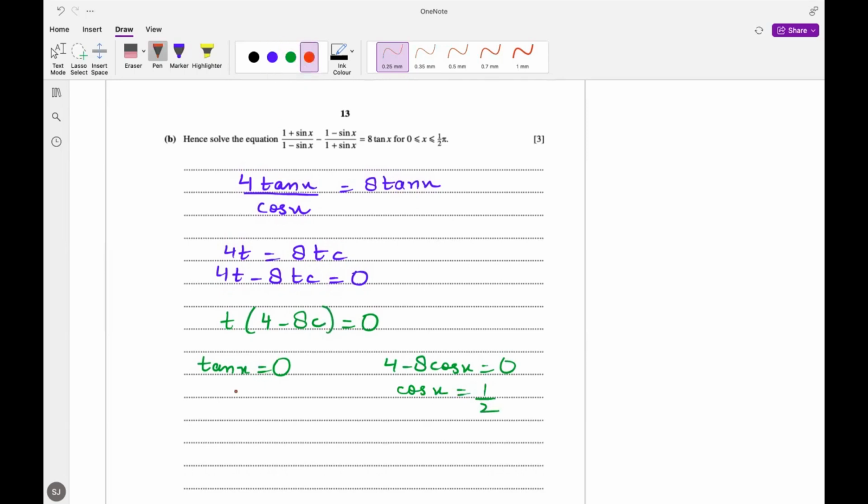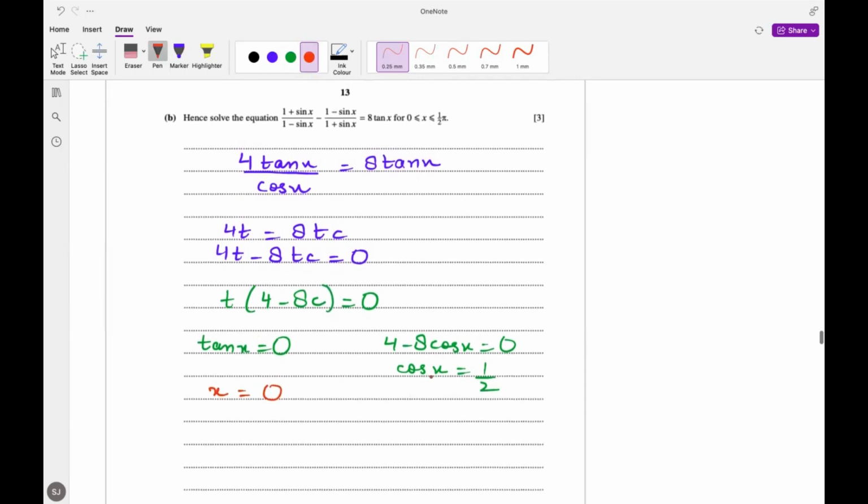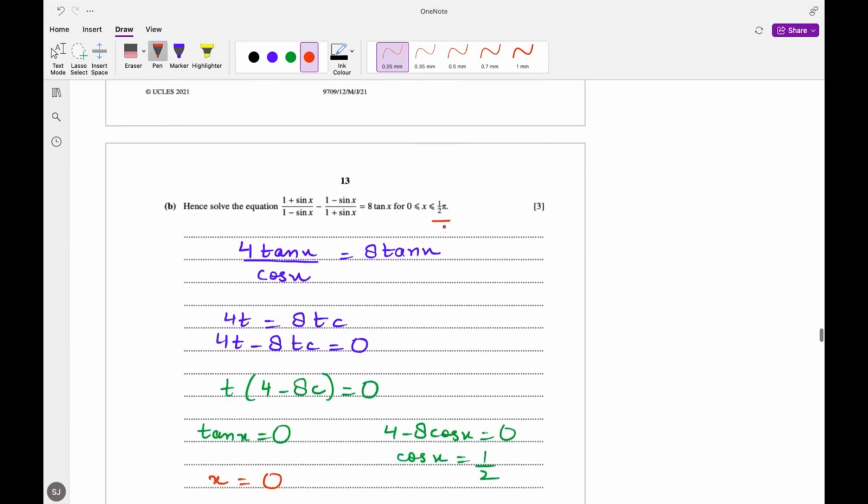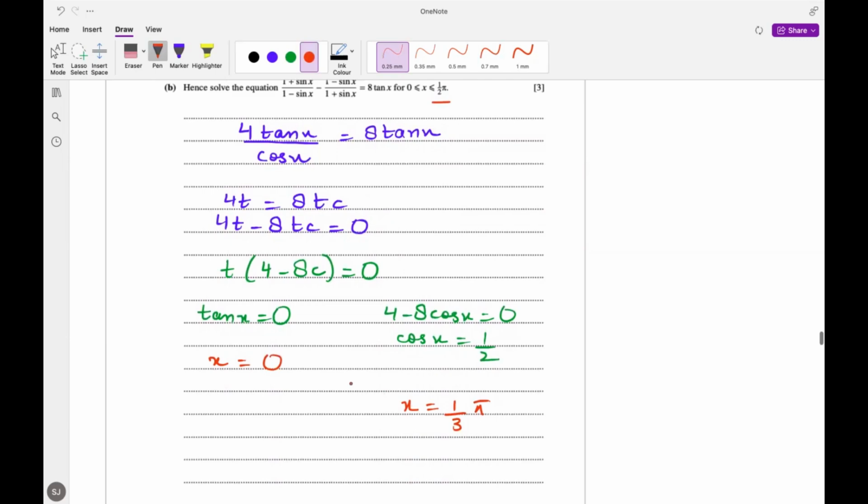Taking tan inverse of 0, in this case, we'll get x equals 0. And cos inverse of 1 upon 2, as we have to give our answer in terms of pi, the answer will be pi upon 3. As we cannot go beyond 2 pi, these will be our final two answers.